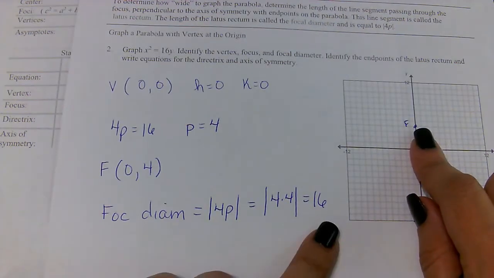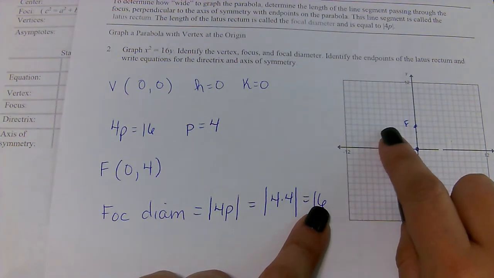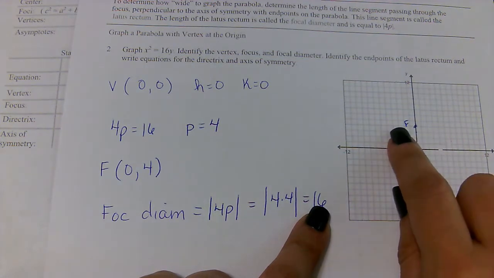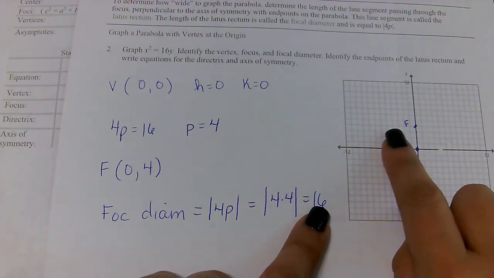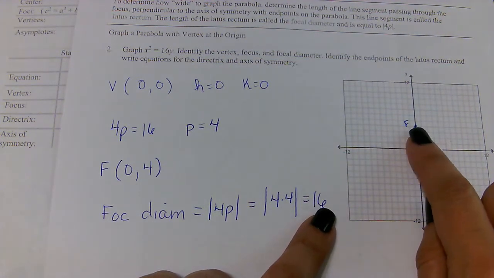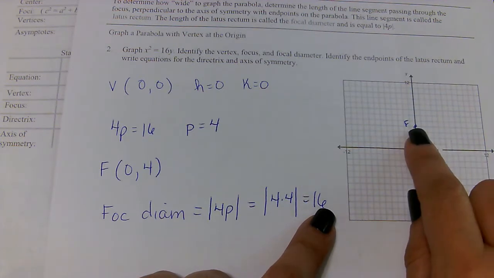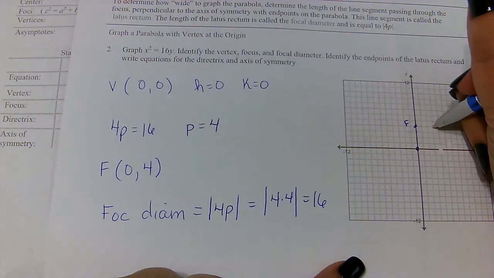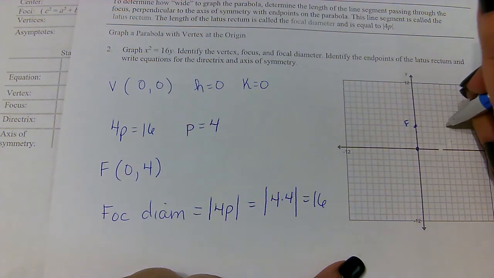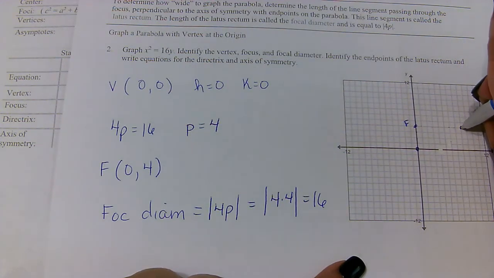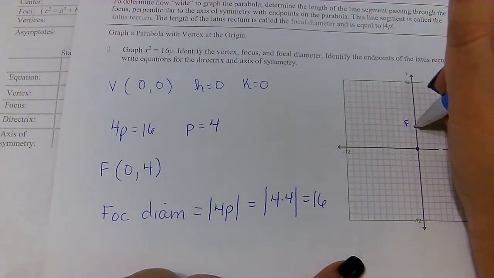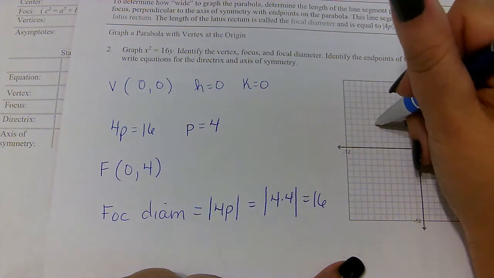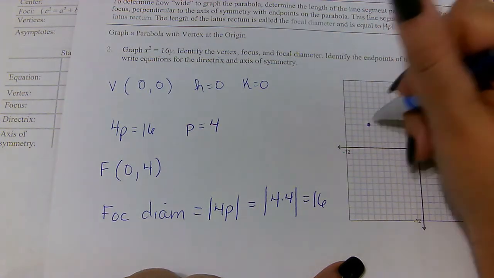Now what I'm going to do is use our focal diameter, and we know that the graph is going to be the length of 16 passing through the focus. Since we want it to be equal on both sides, I'm going to go out 8 units each side from the focus. So here I have 1, 2, 3, 4, 5, 6, 7, 8. Here's one end point, and the other one will be 1, 2, 3, 4, 5, 6, 7, 8. Here would be the other end point.